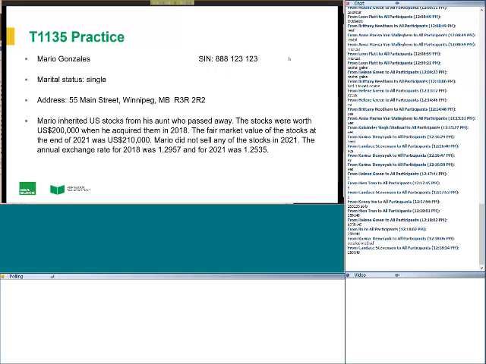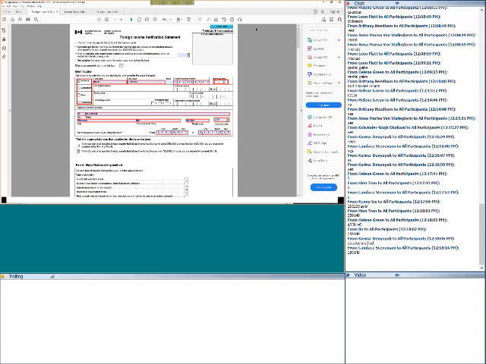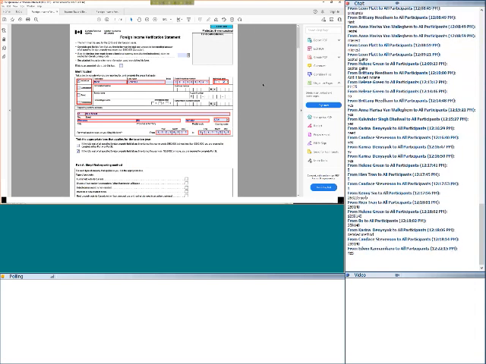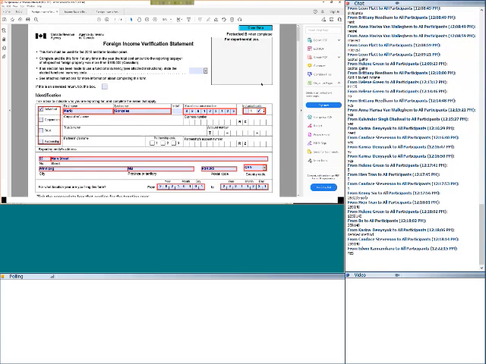All right, so let me see. I'm going to try a screen thing and see what happens. Nancy, can you let me know, is the T1135 now showing up on the screen, or is it still the slides? Is the T1135? Excellent. All right. So I have my first page. Let me see if I can make this a little bit bigger for you.